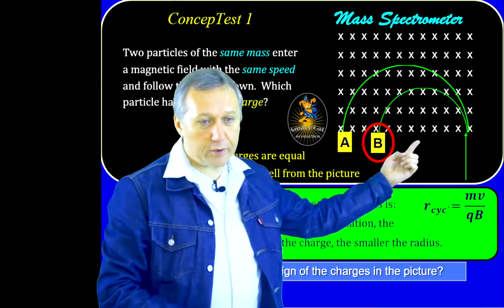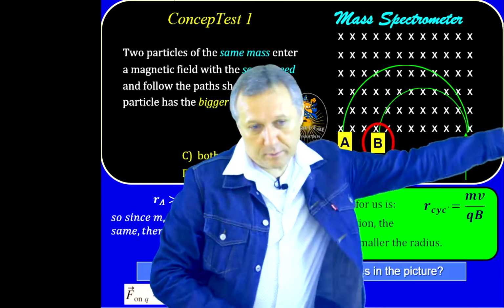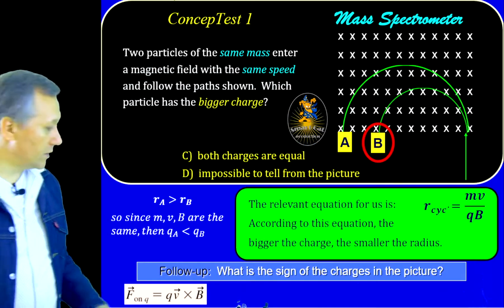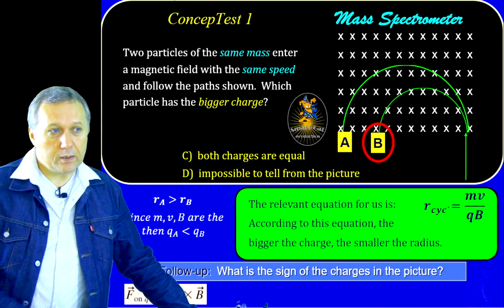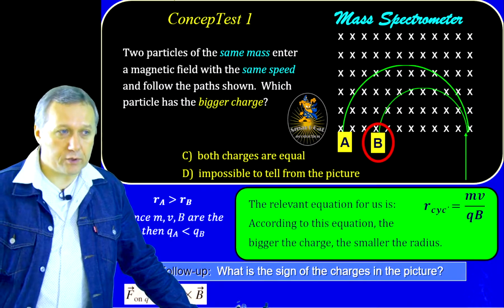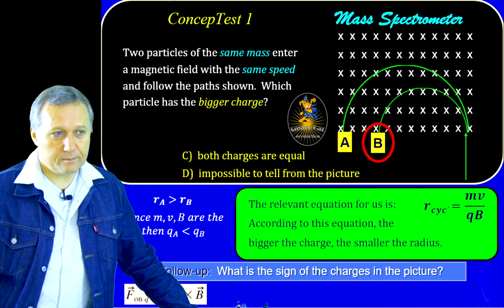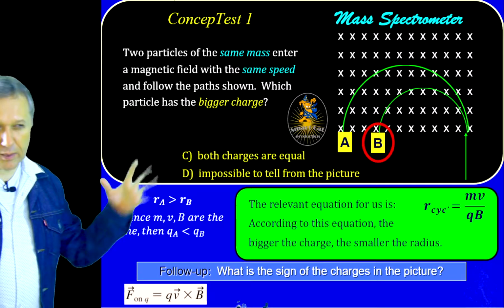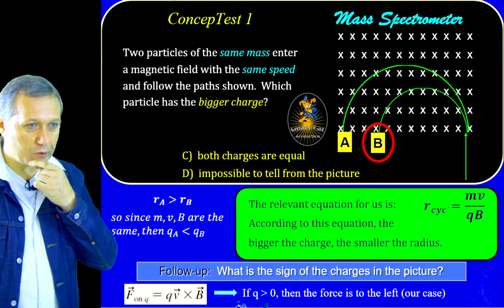But if one trajectory, for example, were bent that way, it would mean that that particle is negatively charged. So that's how you can analyze and get information about the sign of the charge of the particle. Again, many times I give questions similar to this among multiple choice questions.